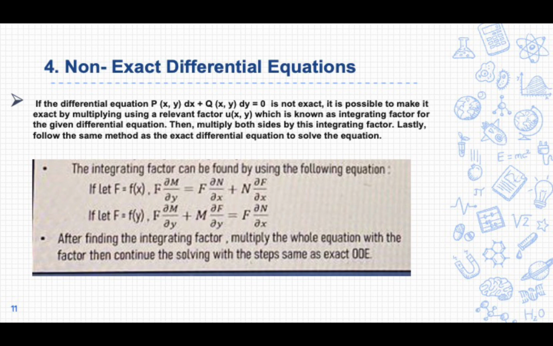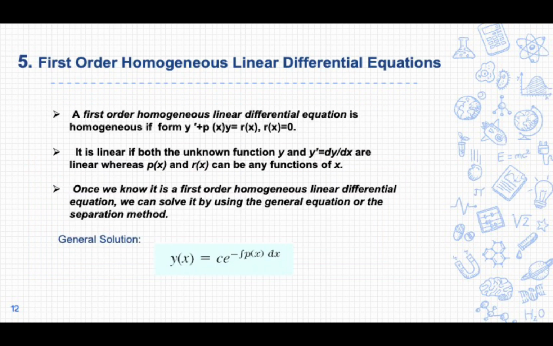Number 5 is the first order homogeneous linear differential equation. We can determine if it is a first order homogeneous linear differential equation if it forms the equation beside and r(x) equals 0. It is also linear if both the unknown functions y and y prime are linear, whereas p(x) and r(x) can be any functions of x. Once we know that it is a first order homogeneous linear differential equation, we can solve it using the general equation or the separation method. The general solution is below.